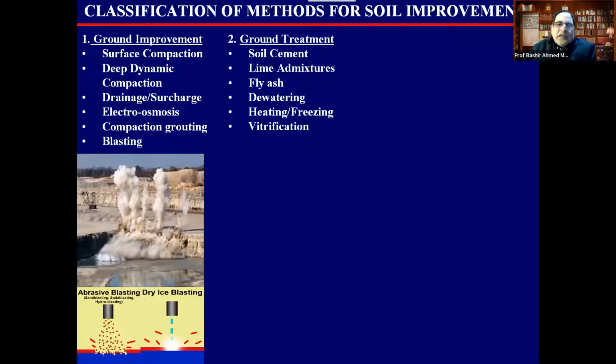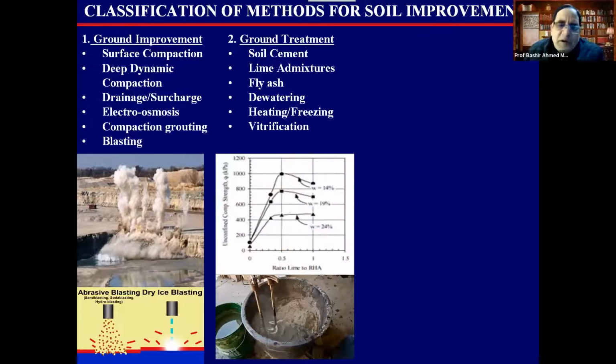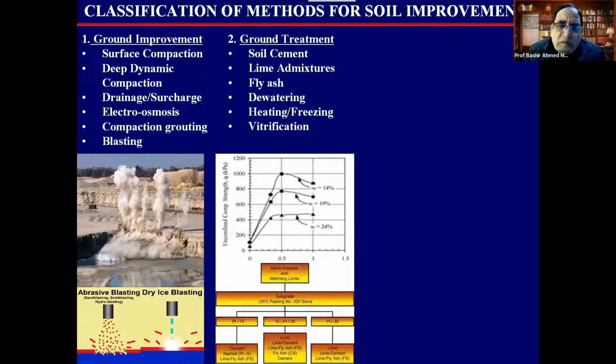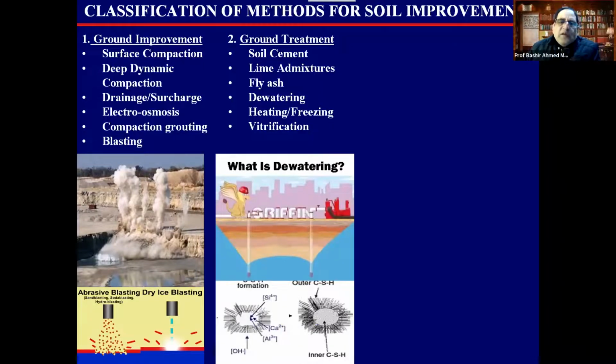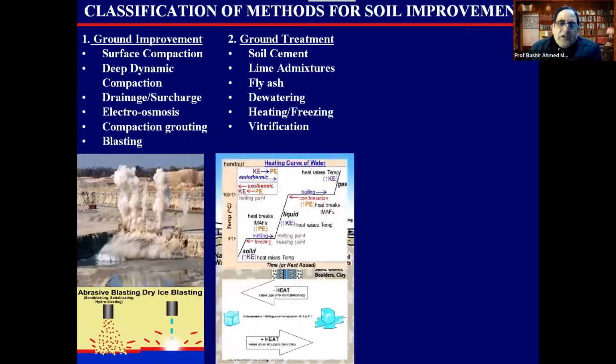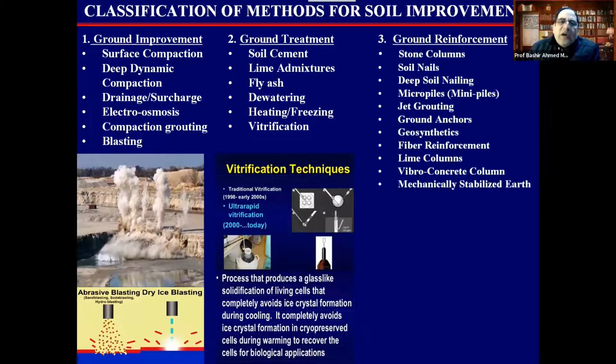The second one we call treatment, where we add additives to the marginal soil. It can be a mechanical additive or a chemical additive. We have cement, lime, and fly ash, which is a very burning topic and very problematic, an industry byproduct which is produced, and we need to use it scientifically. Or we can go for dewatering, or freeze-thaw, and improve the soil accordingly, or vitrification. These are the underground techniques. This is what we call treatment.